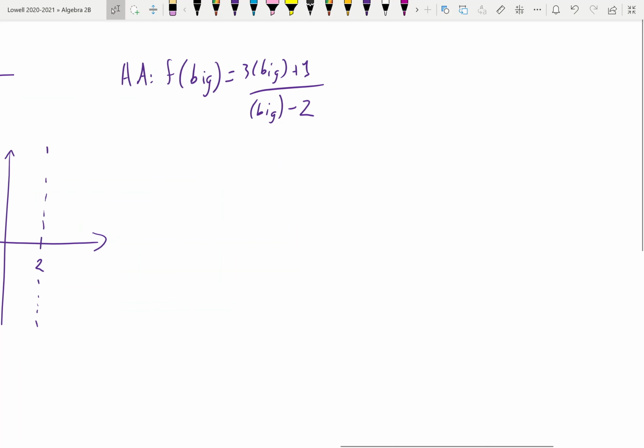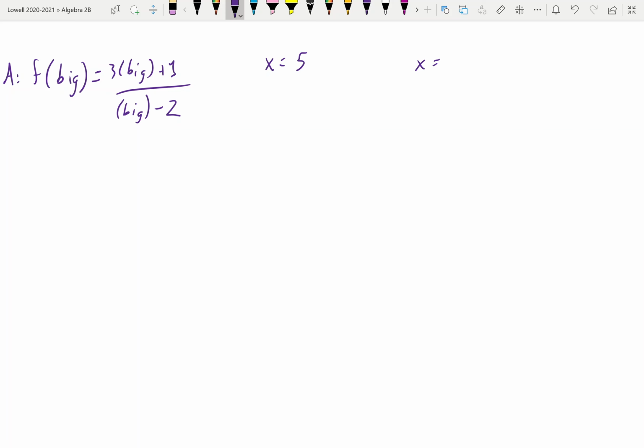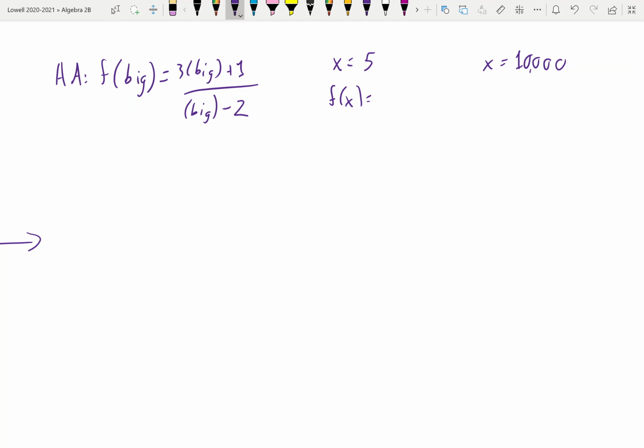Okay, so if I plug in some big number, let's pretend x is equal to 5. And we're going to compare that to x equals 10,000. If I plug in x equals 5, then f of x is just, let's see, 3 times 5 plus 1, so that'd be 16, over 5 minus 2, which is just 3. If I plug that over here, f of x will be equal to 30,001 over 9,998. Okay.